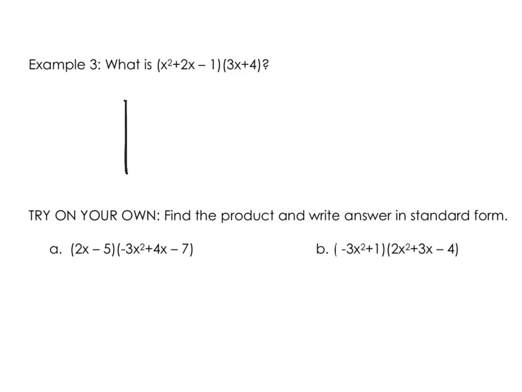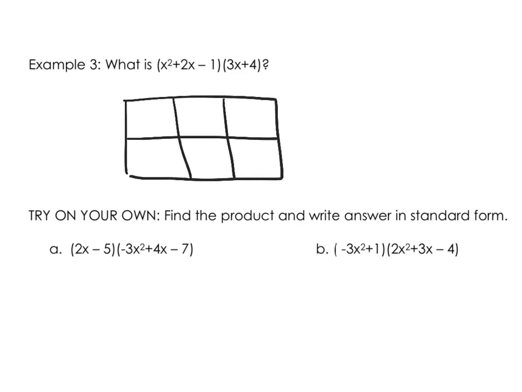Since I'm doing 3 things by 2 things, my box needs to change. I need 3 spots by 2 spots. So that x squared plus a 2x minus 1 goes up there on mine. And a 3x and a plus 4 is going to go on the side for me. Okay, so now I got to multiply everything out. x squared times 3x is going to give me 3x to the third. Remember, you are adding your exponents.